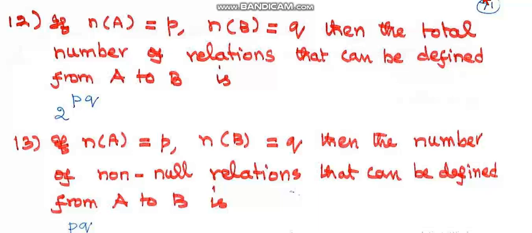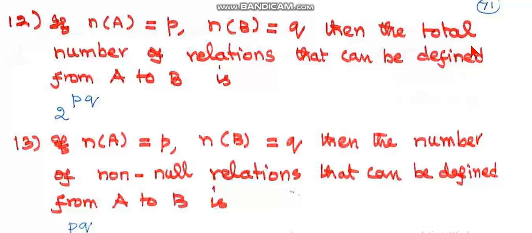Now question number 12. Number of elements in the set A is P. Number of elements in the set B is Q. Then the total number of relations that can be defined from A to B is 2 to the power of PQ.